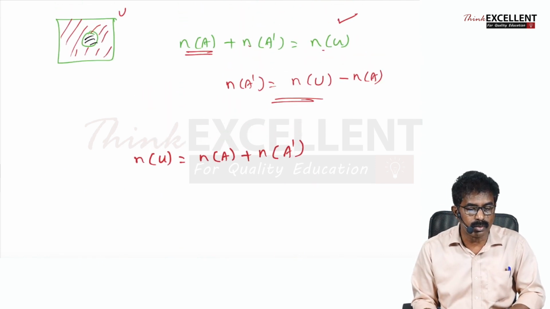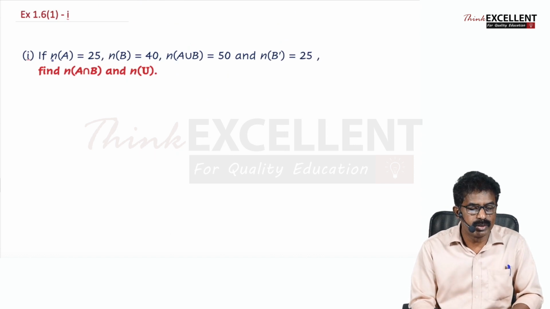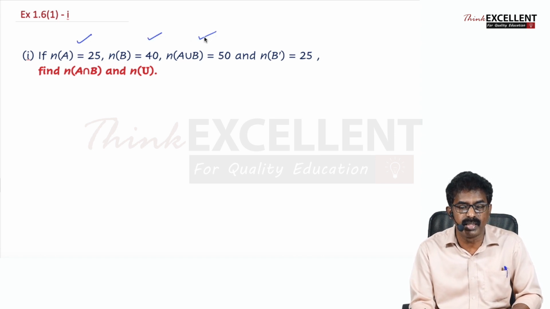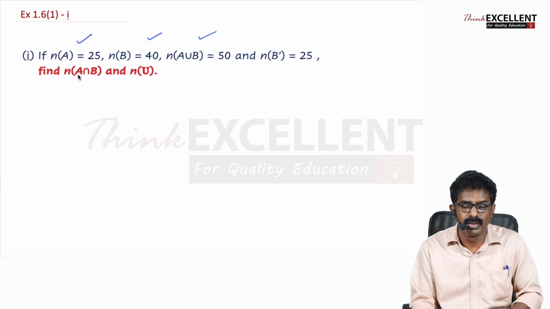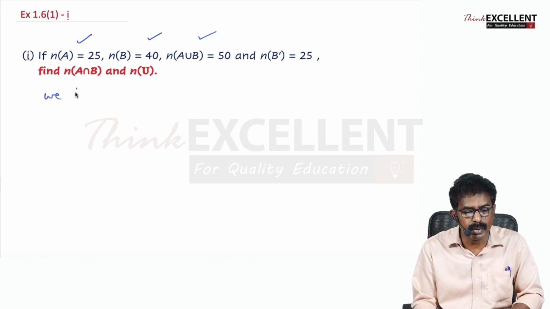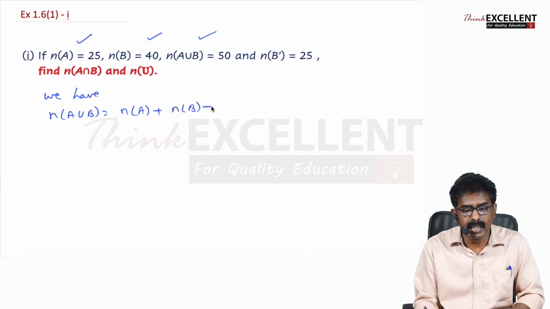Okay, now we will go to the next exercise. Okay, listen, the first question. N of A is 25, N of B is 40, N of A union B is 50. There is a relation, I said, no? So we use that relation. That is the most important addition theorem. We have N of A union B is equal to N of A plus N of B minus N of A intersection B. So here, substitute the values that you know.